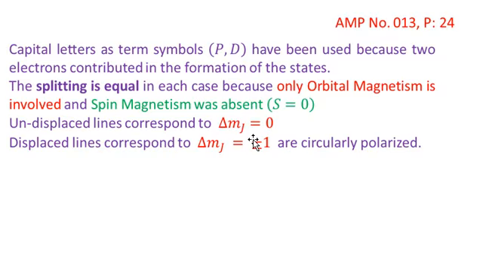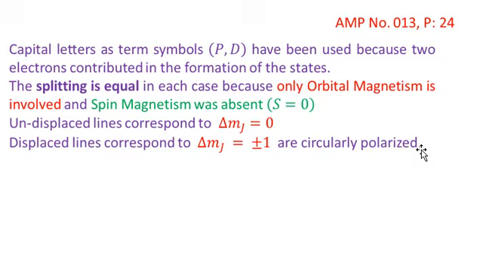Undisplaced lines correspond to delta Mj equal to 0. These are the lines which were there in the absence of the magnetic field. If you apply the magnetic field, those lines are not shifted in their frequencies, so they are called unshifted lines. The unshifted lines correspond to delta Mj equal to 0. The displaced lines correspond to delta Mj equal to plus minus 1, and are circularly polarized if observed in the longitudinal direction, and linearly polarized if observed in the transverse direction.